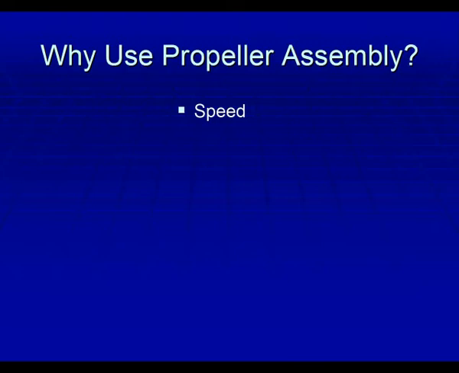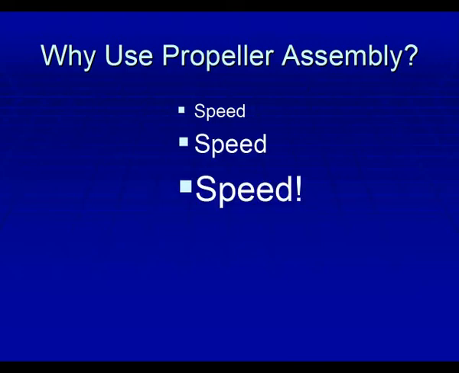Well, one reason is speed, and the second is speed, and the third is, of course, speed. It's really fast. There really isn't very many other compelling reasons to use Propeller assembly over Spin that outweigh the major gain in execution speed. In fact, nearly all the features of Propeller assembly are also built into Spin. So if you don't need a special feature of assembly or the speed, then feel free to use Spin. There's no reason not to.